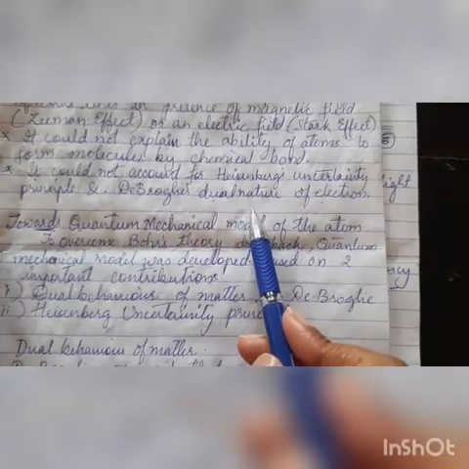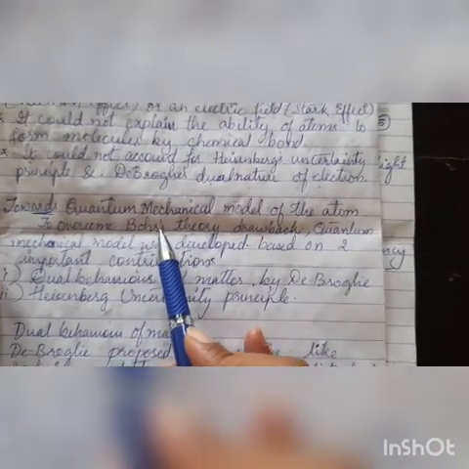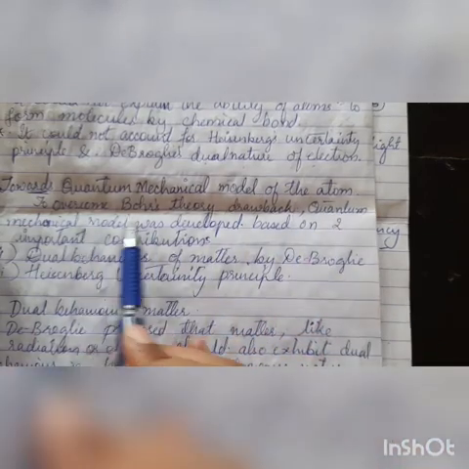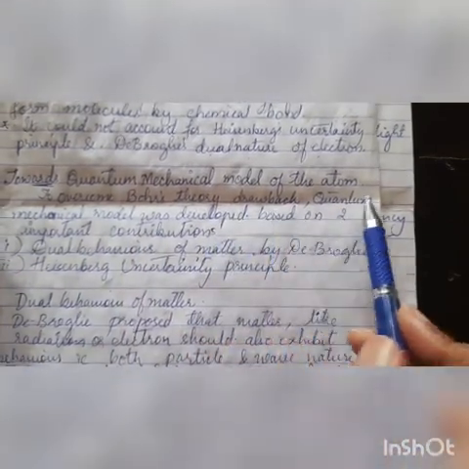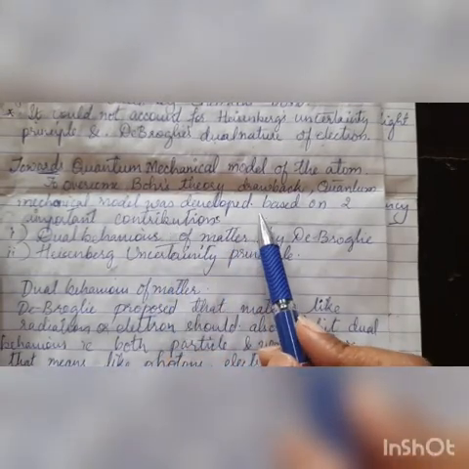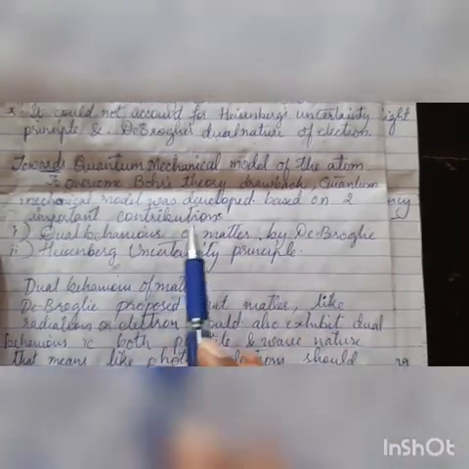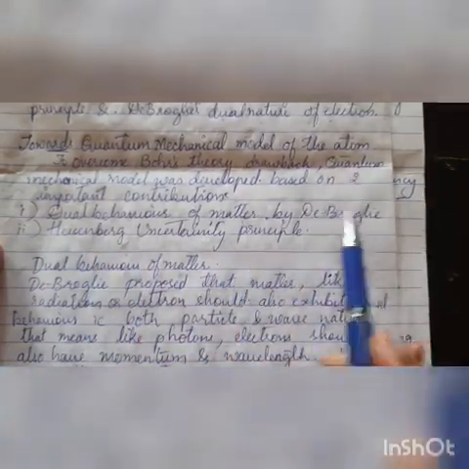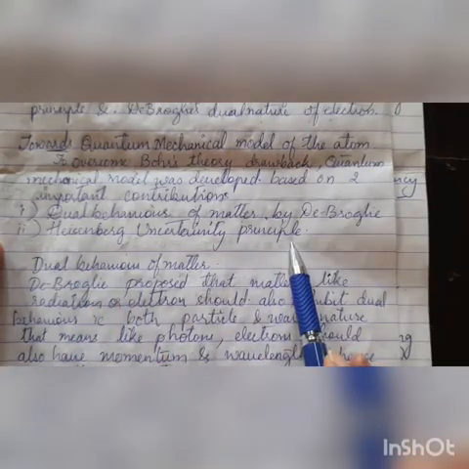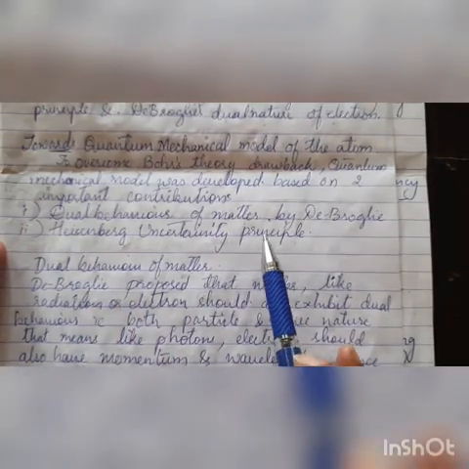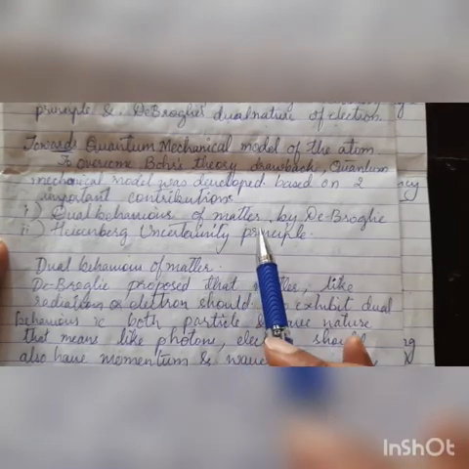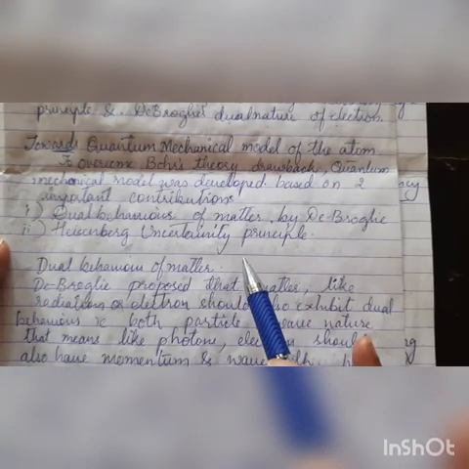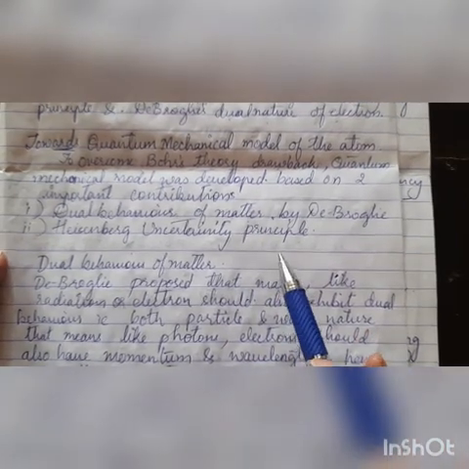So to explain this, the next concept was the quantum mechanical model of the atom. To overcome the drawbacks of Bohr's theory, the quantum mechanical model was developed. This was based on two important contributions: the dual behavior of matter by de Broglie and Heisenberg's uncertainty principle. So now let us take one by one and see what is meant by the dual behavior of matter as well as the uncertainty principle. So this we shall deal with in the next video. Thank you.